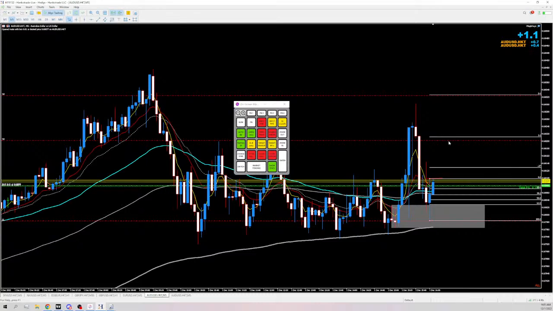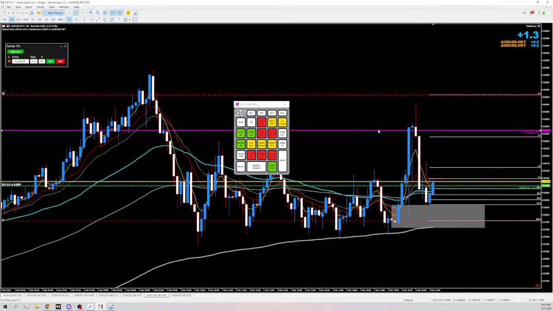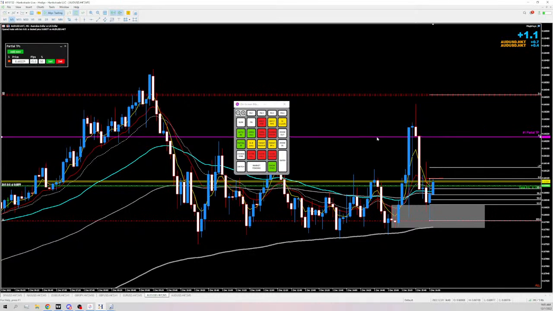I'll put my targets up here. And then my partial. I like to close 50% at 1-to-1 and let the rest ride to 2-to-1. Going on 50%, going for 13 pips. Set.